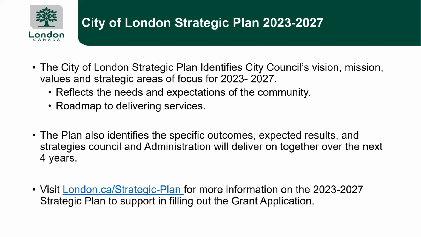As I said, the plan identifies City Council's vision, mission, and values, and strategic areas of focus for the city over the next 4 years. It also identifies the specific outcomes, expected results, and strategies that council and civic administration will deliver on together over the next 4 years. The plan can be found on the city's website. You can visit london.ca/strategic-plan. And it also will be available on the Community Grants online application under resources.